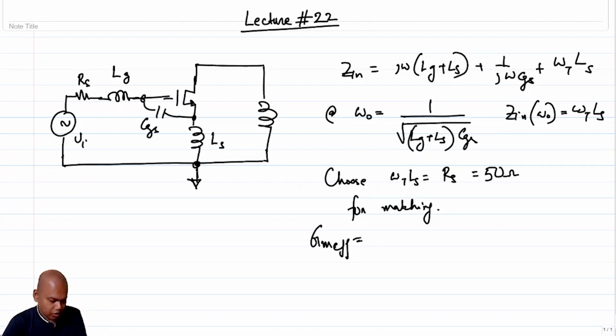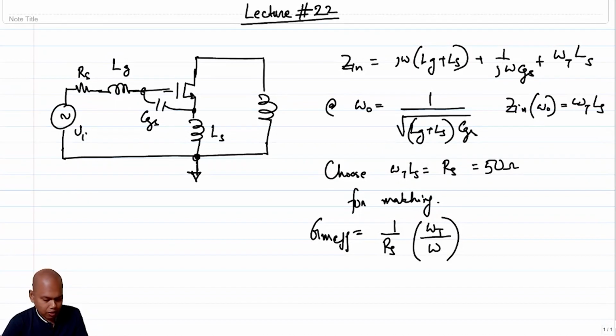We also saw that the effective GM was essentially 1 over RS times omega T over omega. By the way, when I say effective GM, it does not contain the effect of RS. If you include the effect of RS from the source, then there will be a factor of 2 that you have to account for.